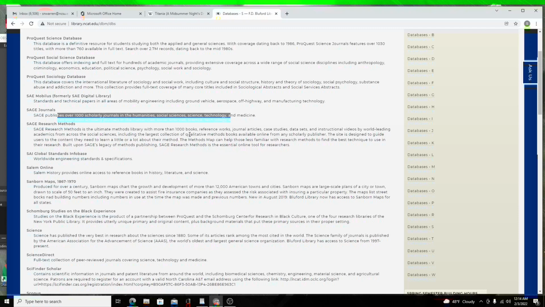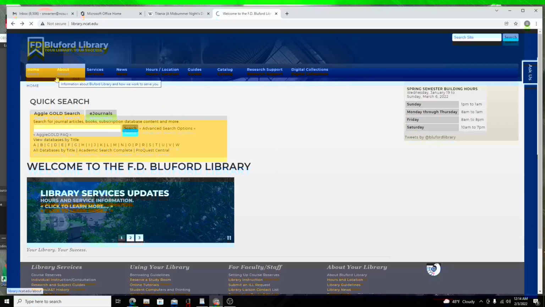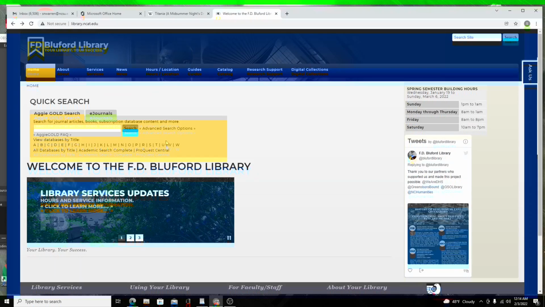And again, ProQuest is a good one too. If you're still stuck and can't find anything, you've tried keywords, you've tried all those databases, just search through each of these databases and see if one matches more with what you're looking for.